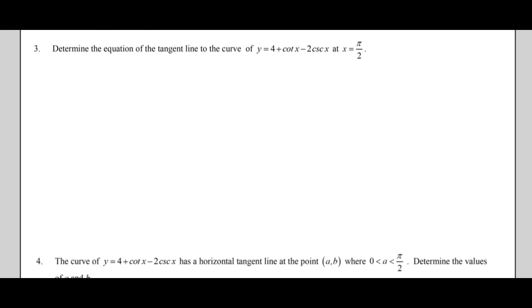Determine the equation of the tangent line to the curve y equals 4 plus cotan x minus 2 cosecant x at x equals pi over 2. First step is to do what? Figure out y prime, right? That's the expression for the slope. Then we'll evaluate y prime at pi over 2, find the slope of the line at that point. Then we got to stick the pi over 2 into the y equals to find the y coordinate of the point, and then we'll use that point x, y with the slope to get the equation of the tangent line. But, one thing at a time. So step 1, y prime.